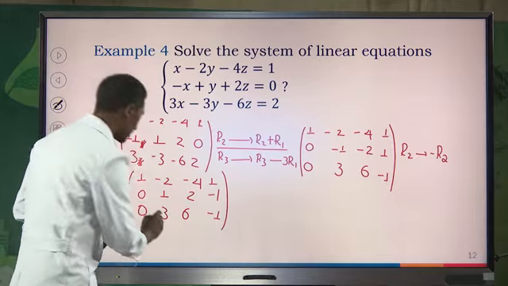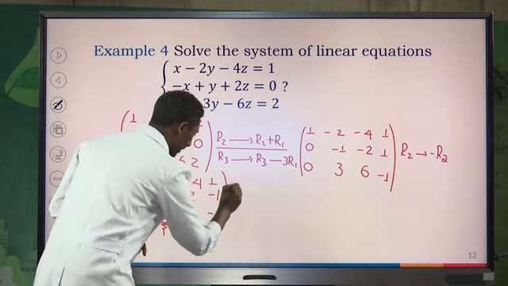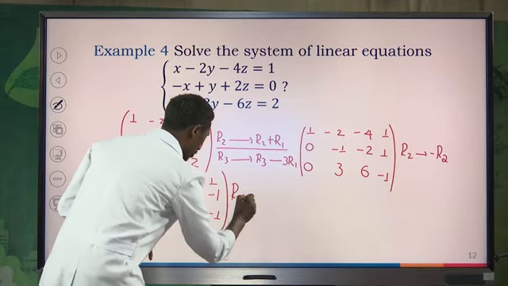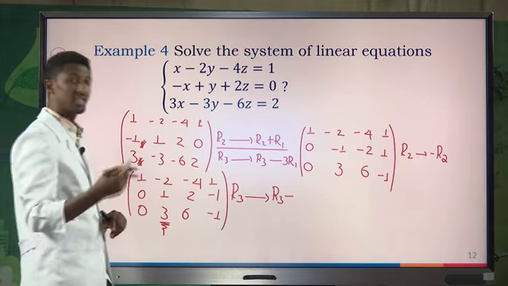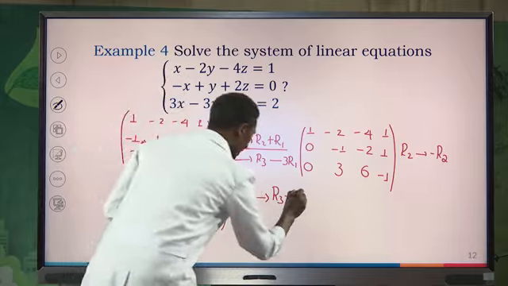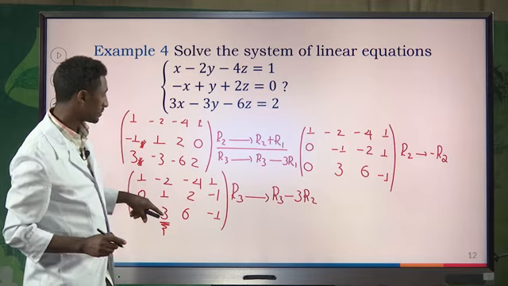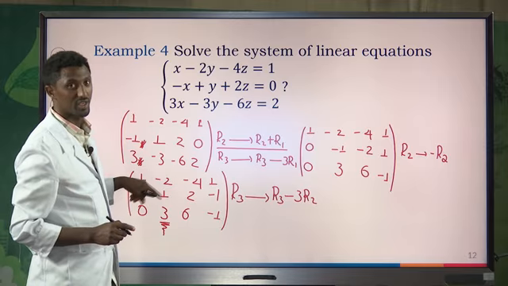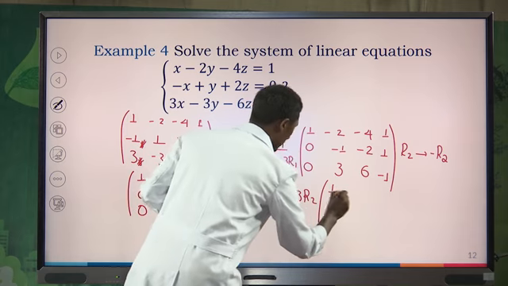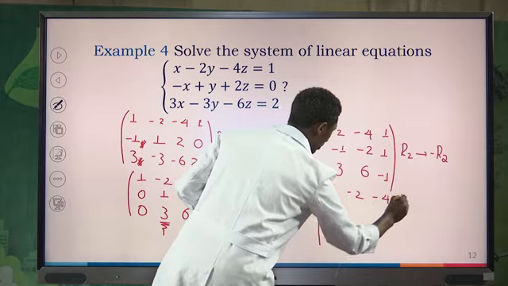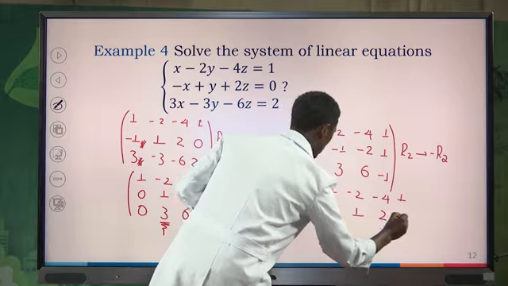Next, we'll make this 3 equal to 0. So what operations must be done here? Row 3 must be changed to row 3 minus, we'll use immediately the above row, that is 3 times row 2, because 3 minus 3 times 1 is 0. Now let's copy the first 2 rows as they are: 1, minus 2, minus 4, 1, and 0, 1, 2, and minus 1.